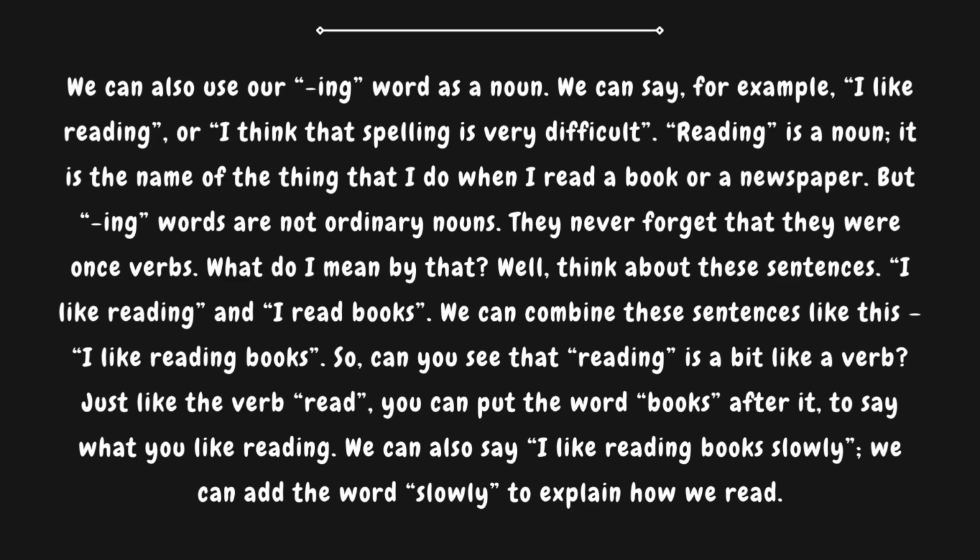What do I mean by that? Well, think about these sentences. I like reading, and I read books. We can combine these sentences like this. I like reading books. So, can you see that reading is a bit like a verb? Just like the verb read, you can put the word books after it to say what you like reading. We can also say, I like reading books slowly. We can add the word slowly to explain how we read.